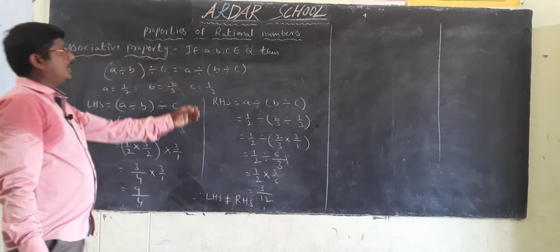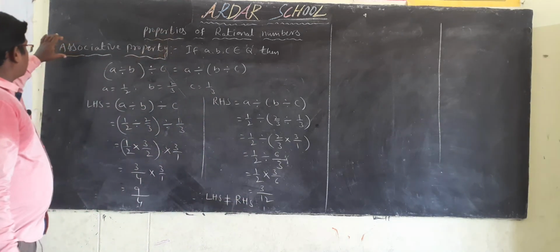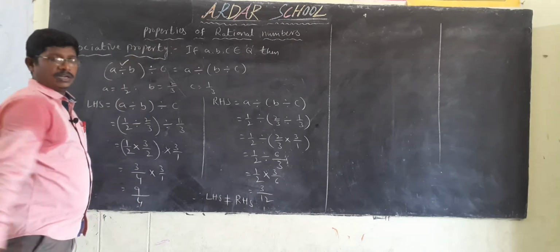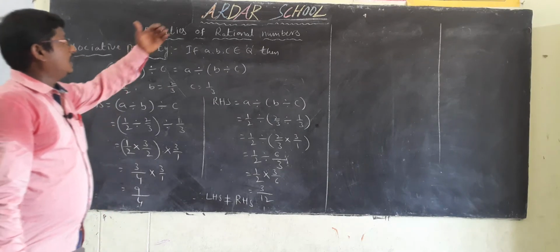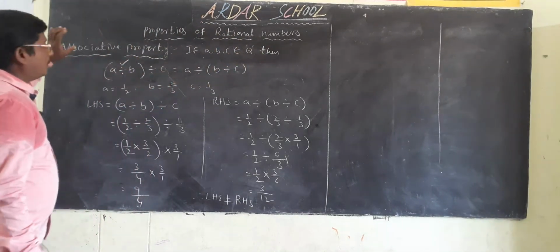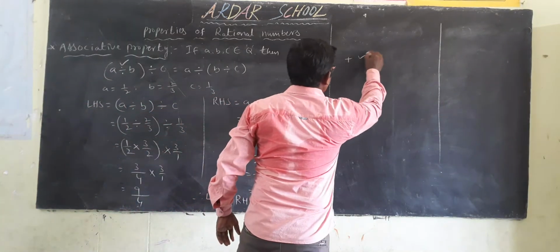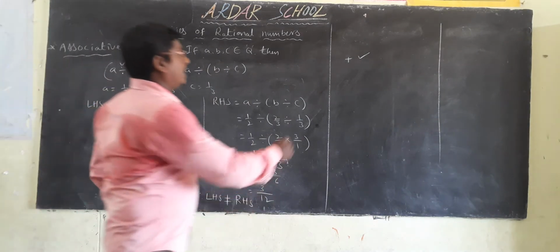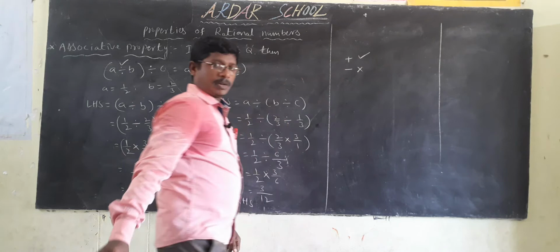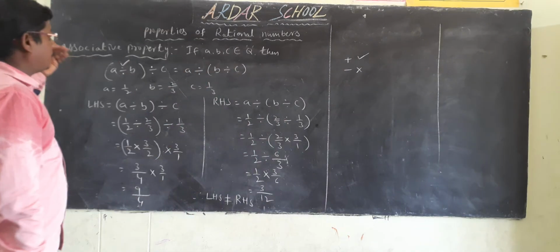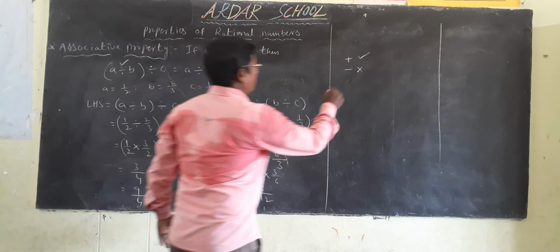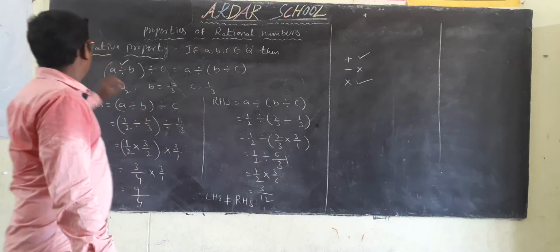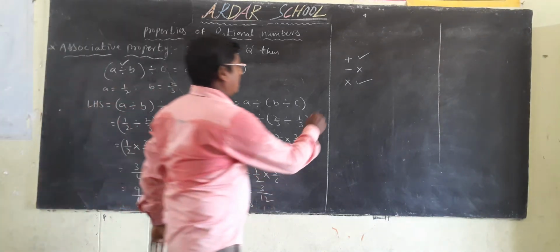So we conclude that the rational numbers do not satisfy the associative property under division. Finally, we have to conclude that the rational numbers satisfy the commutative property under addition. The rational numbers do not satisfy the commutative property under subtraction. The rational numbers satisfy the commutative and associative properties under multiplication. Finally, the rational numbers do not satisfy the associative property under division.